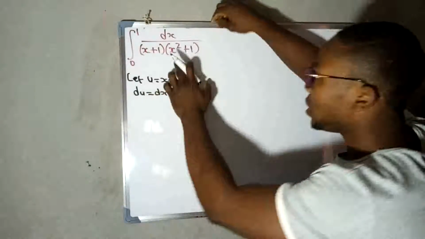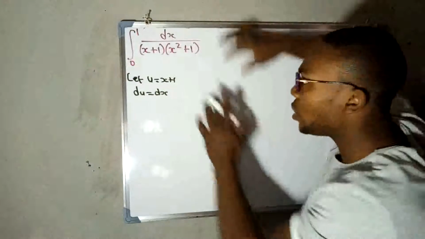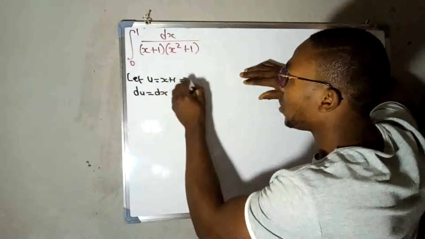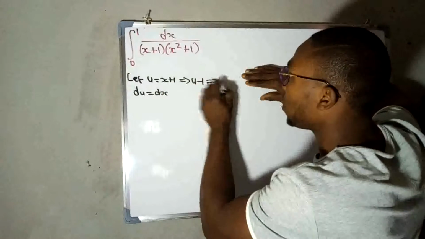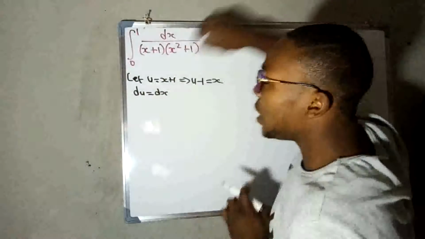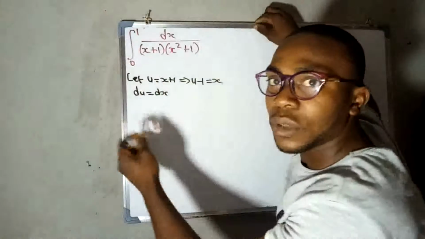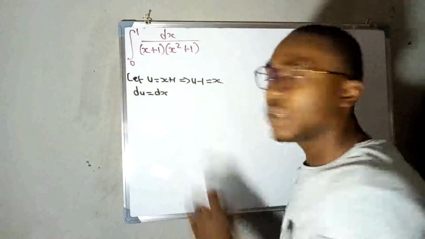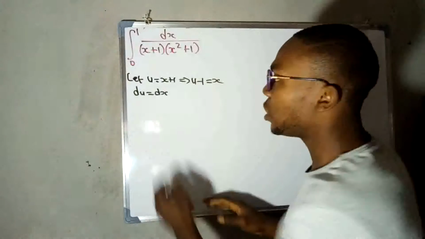But we notice in the denominator we have x squared plus 1, so we have to solve for x. So I have u minus 1 equals x. Now, from our limits 0 to 1, remember x approaches 0 and x approaches 1. But now we are using u, so we have to change it.